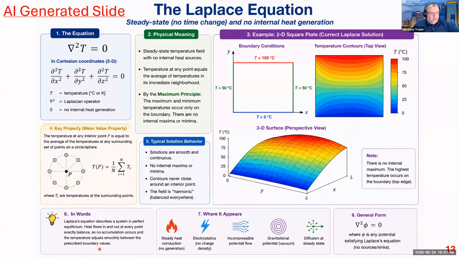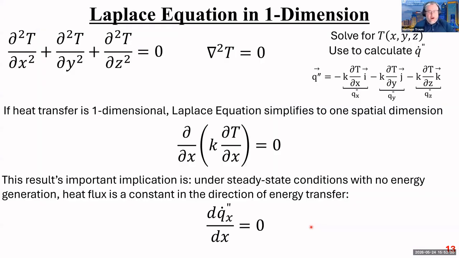Okay. So where does this actually show up? We're going to use it for conduction, but it also appears in electrostatics. We've seen it in incompressible flow, right? When you remember back to fluids, this was potential flows, right? Without any sources or sinks. The solution to that is Laplace's equation. Gravitational potential and diffusion at steady state all follow Laplace's equation. So you have definitely seen this before, know how to solve it, and now it has shown up in heat transfer.